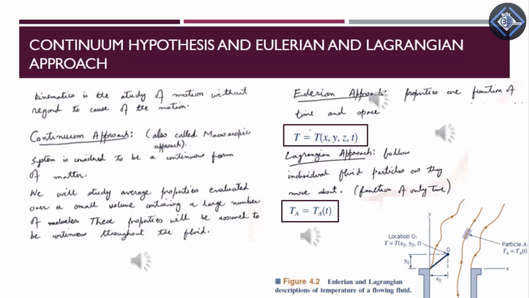If we have sufficient information available, we can convert the Eulerian approach to the Lagrangian approach, or the Lagrangian approach to the Eulerian approach.